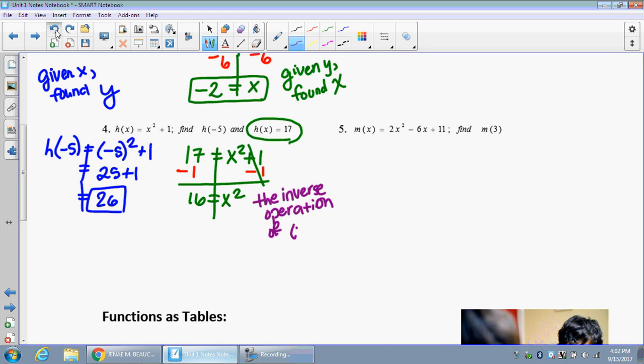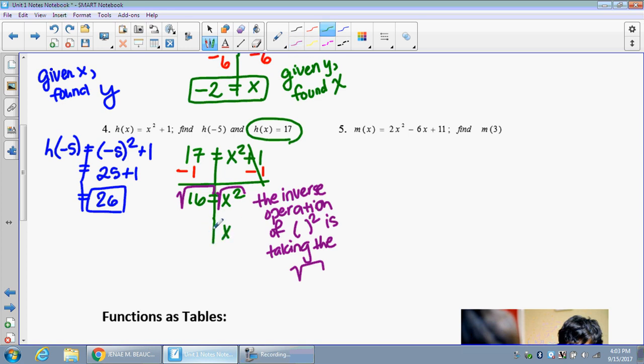I'm just going to put, I'm going to say this for squaring, is taking the square root. And I'm hoping as soon as I drew that symbol, we're like, oh yeah, I remember that. So let's do that. We're going to take the square root of both sides.